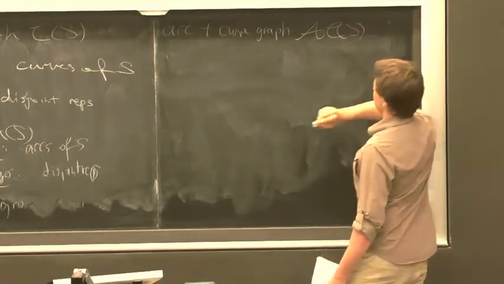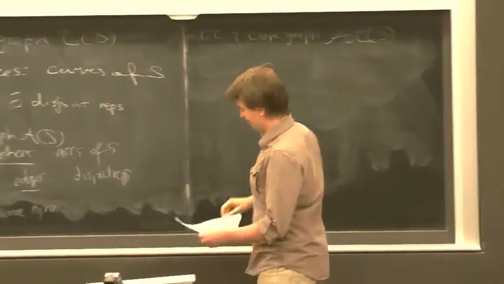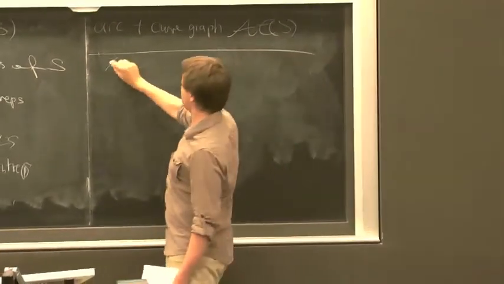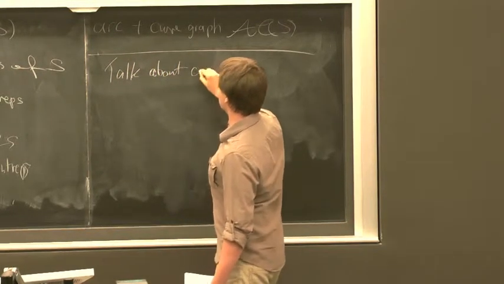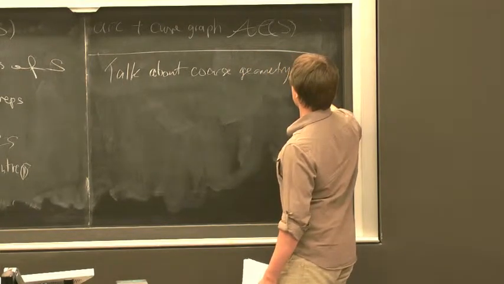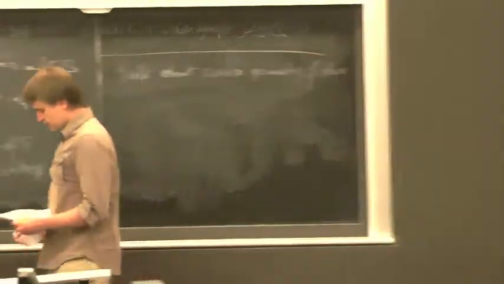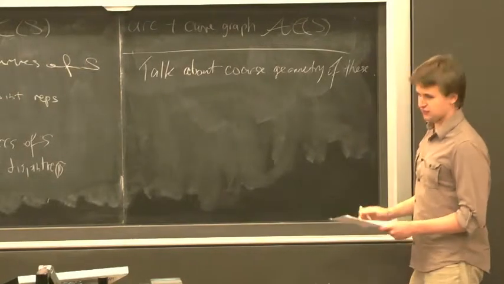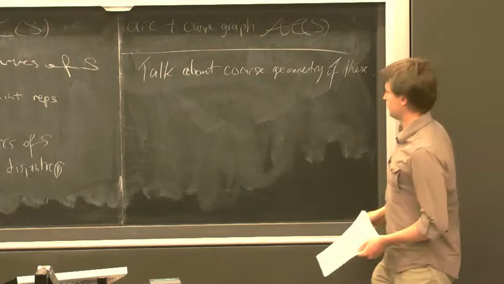The arc and curve graph AC of S has vertices that are both arcs and curves. Right, so the talk is about the coarse geometry of these graphs. Tariq showed you some applications of them, so they're interesting graphs. But today I'm just going to get on with the proofs and the theorems.